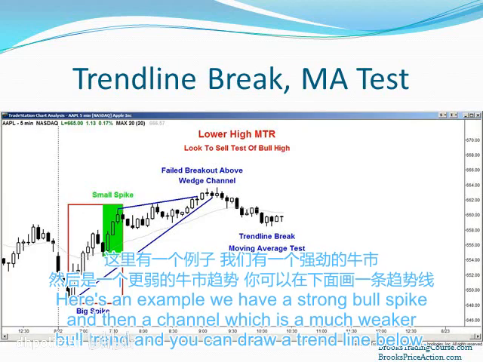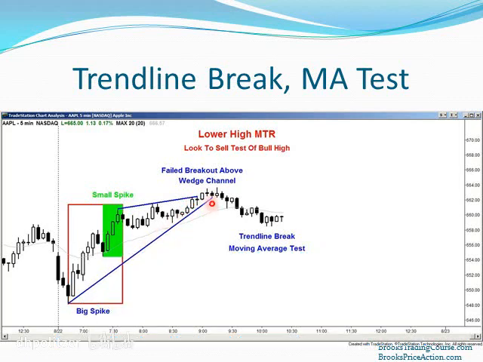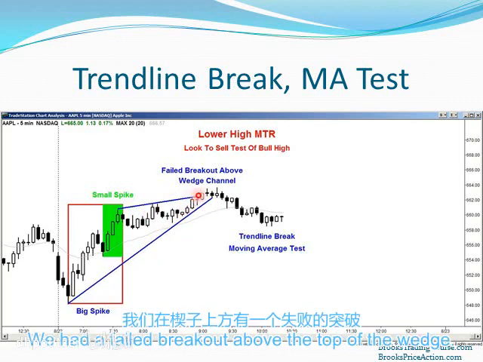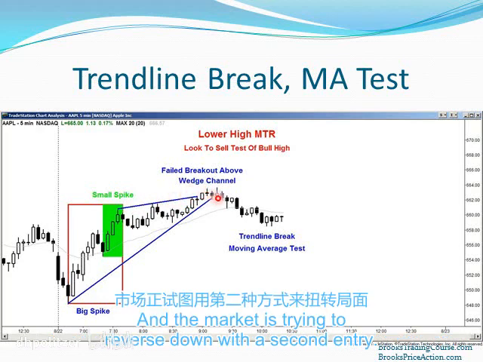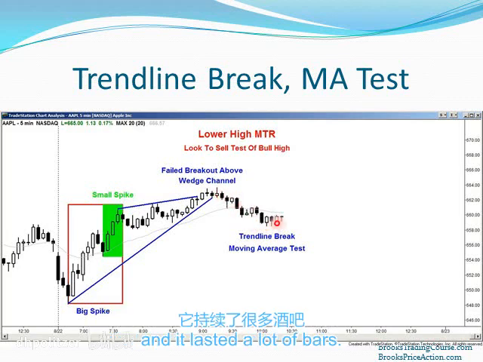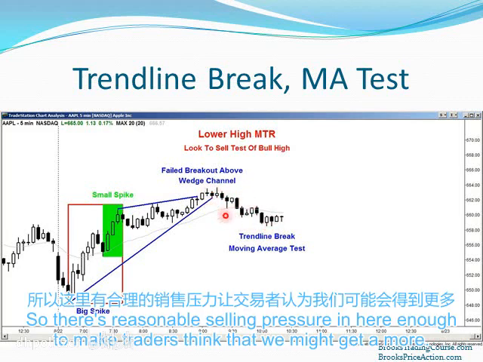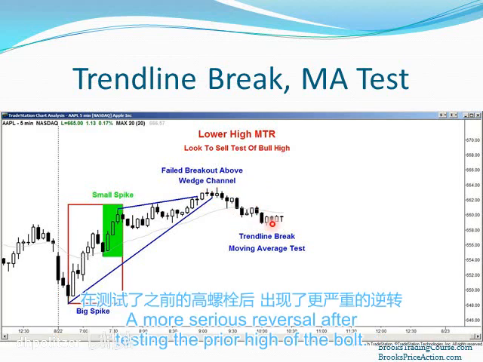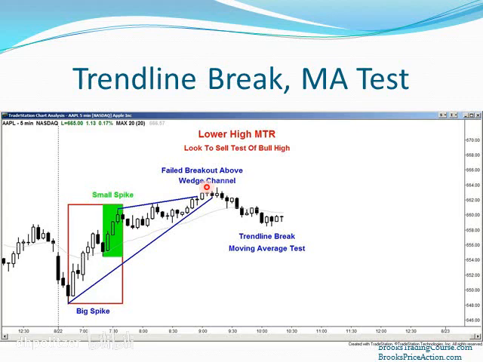Here's an example. We have a strong bull spike and then a channel, which is a much weaker bull trend, and you can draw a trend line below. You can argue that it's a wedge top. We had a failed breakout above the top of the wedge, and the market is trying to reverse down with a second entry short. The sell-off fell below the trend line, and it tested the moving average, and it lasted a lot of bars. So there's reasonable selling pressure in here, enough to make traders think that we might get a more serious reversal after testing the prior high of the bull.